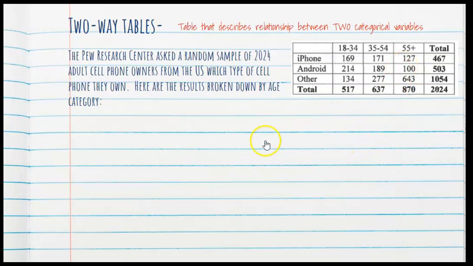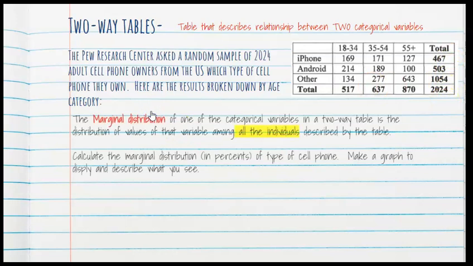All right, now, notice we have a total column below and to the right. These totals are what we use to calculate the marginal distribution. The marginal distribution of one of the categorical variables in a two-way table is the distribution of values of that variable among all the individuals described in that table.